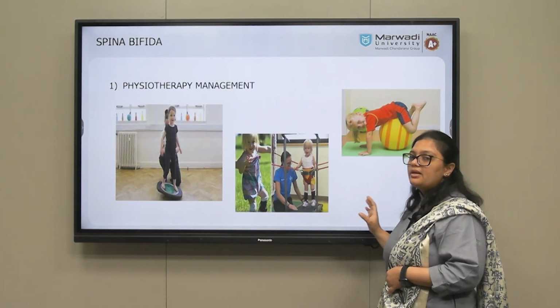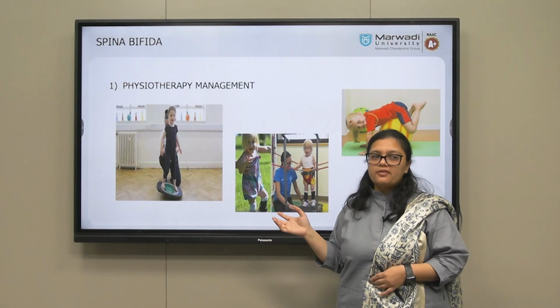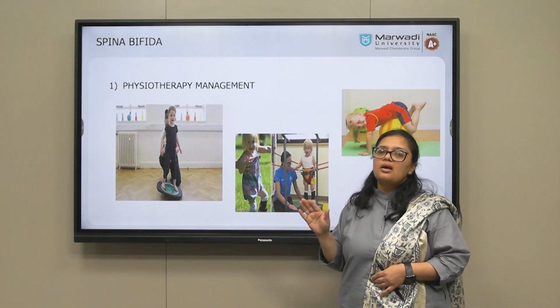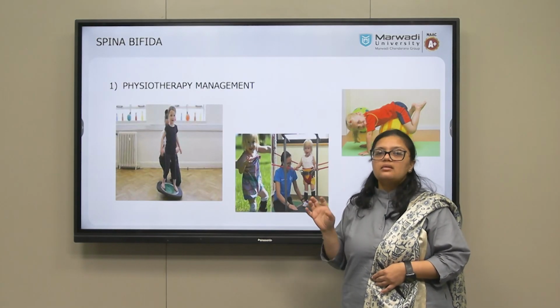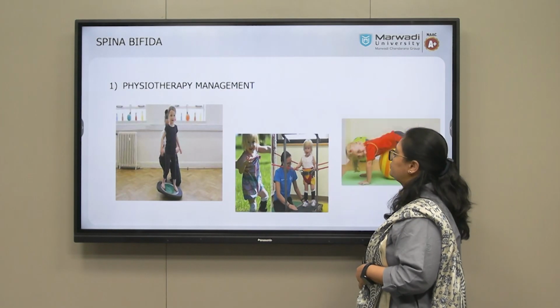So, hope we are clear with the concept of spina bifida, with the overall clinical features, the management and the causes of spina bifida.